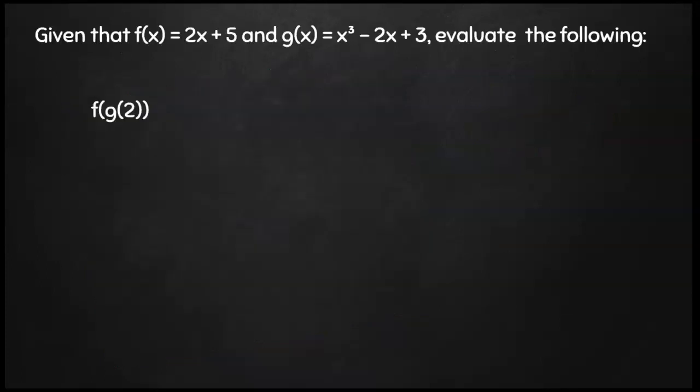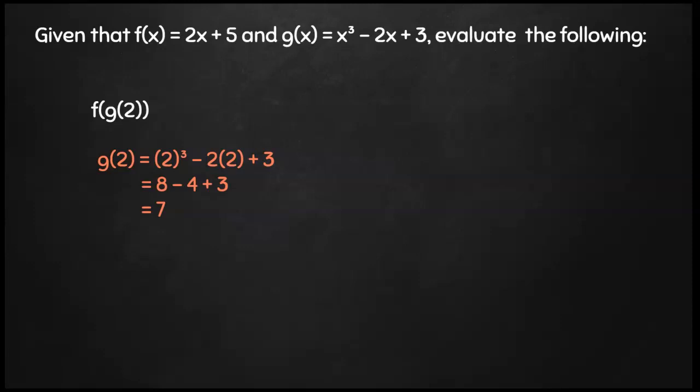Given that f of x is equal to 2x plus 5 and g of x is equal to x cubed minus 2x plus 3, we want to evaluate the following. Here we have f of g of 2. We want to start from the inside and work our way out. Our x value is the 2, so we want to evaluate g of 2. We're going to take our x value of 2 and plug it into our g function.